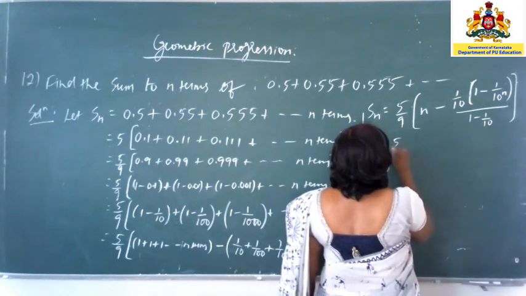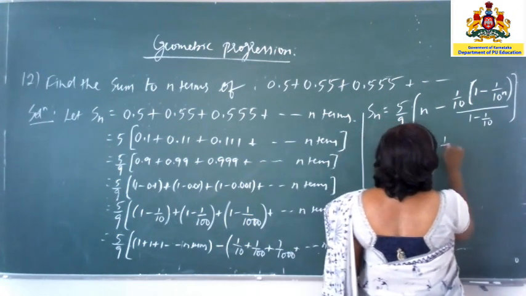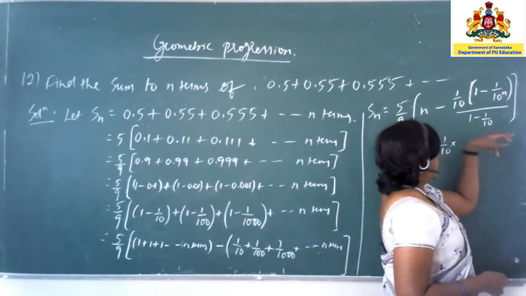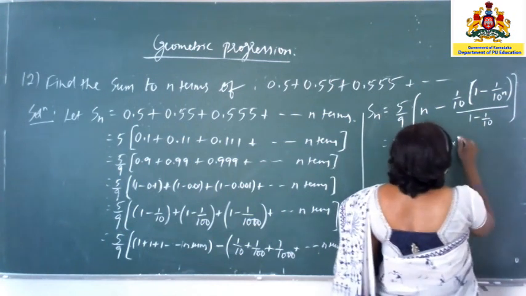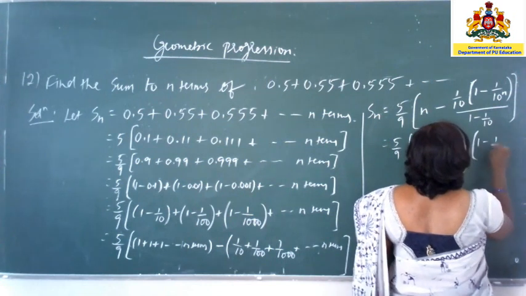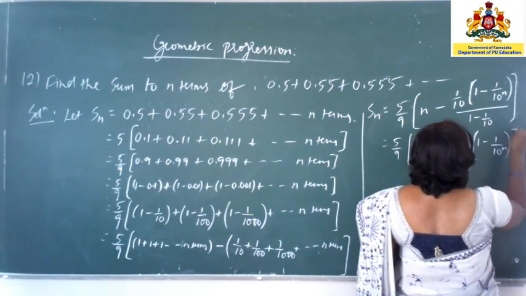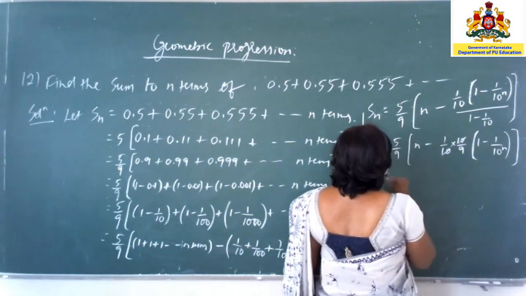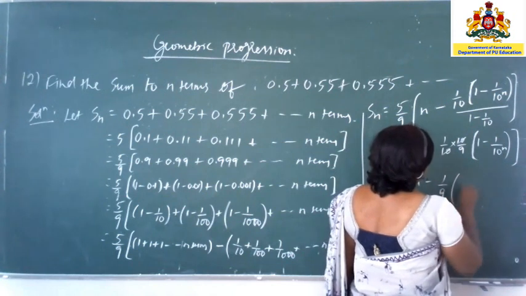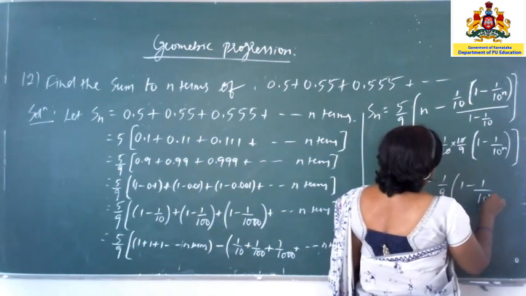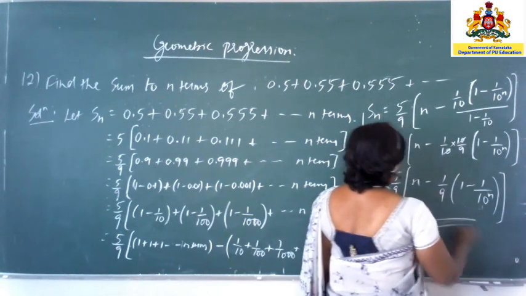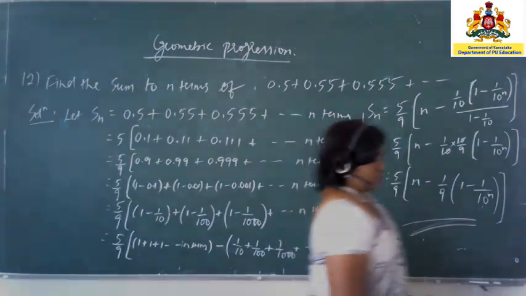So that is equal to 5 by 9 into n minus 1 by 10 into, so 10 minus 1 is 9 by 10, I can write it as 10 by 9. So 10 by 9 into 1 minus 1 by 10 to the power of n. So 10 and 10 will get cancelled. So 5 by 9 into n minus 1 by 9 into 1 minus 1 by 10 to the power of n will be the answer. Yes, make a note.